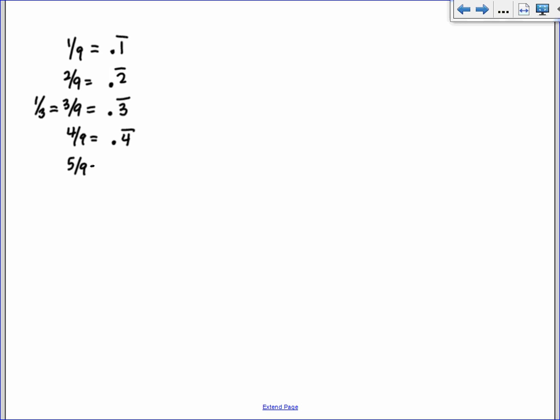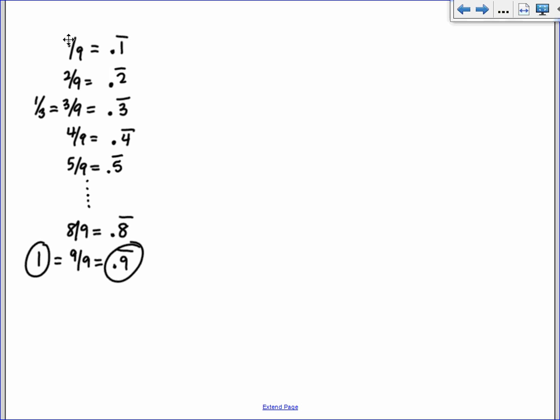5/9. Now your calculator starts to kind of lie to you on this one. It says 0.5555555, and then it rounds up to 6. So it's rounding at the end. That's okay. It's still the same, 0.5 repeating. So we think 8/9 is going to be 0.8 repeating, which it is, and 9/9 then would be 0.9 repeating. But what's 9/9? 1. So 0.9 repeating is equal to 1.